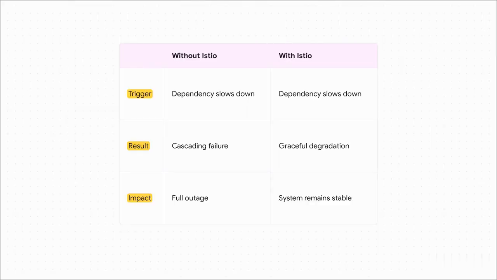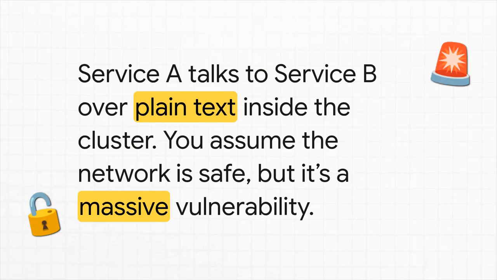Without a service mesh like Istio, when that dependency slows down, what happens? Your clients just hammer it with retries. The result is a cascading failure that takes everything down. And the impact? A full-blown outage. Now, with Istio in the mix, you can define a really simple retry policy. You can say, hey, try twice, but use an exponential backoff. The result? Graceful degradation. The system remains stable, and your users might see a slight delay instead of a complete failure. Huge difference. All right, on to our second incident, the security gap.